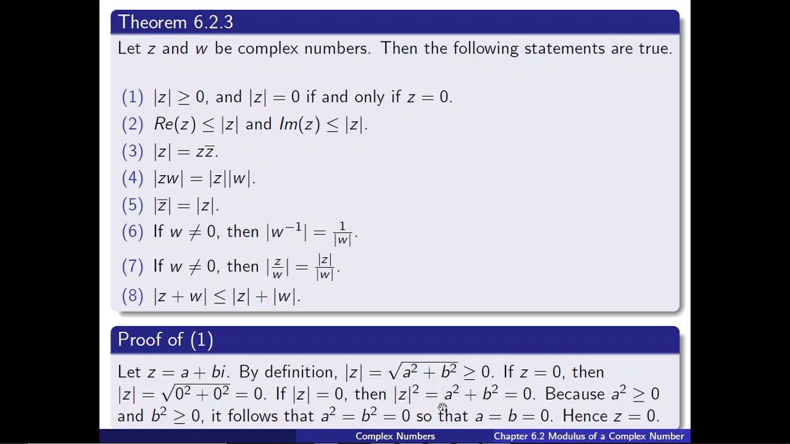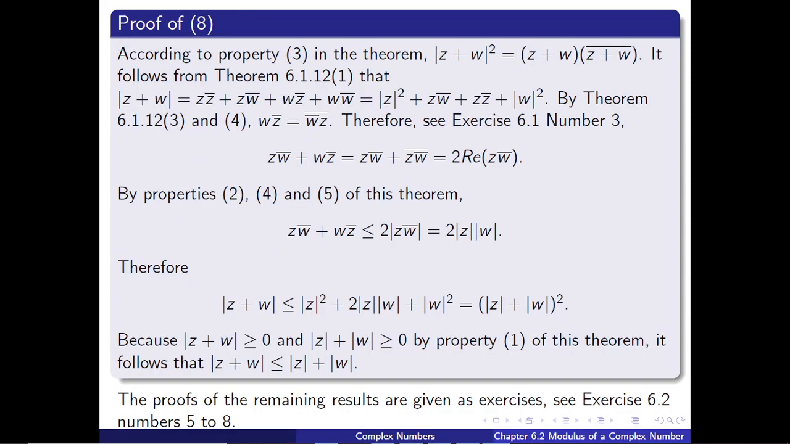And so therefore z is equal to 0 plus 0i, which is the zero complex number. And so we have arrived at the conclusion here. So that concludes the proof of 1. Now let's look at the proof of 8, the triangle inequality.